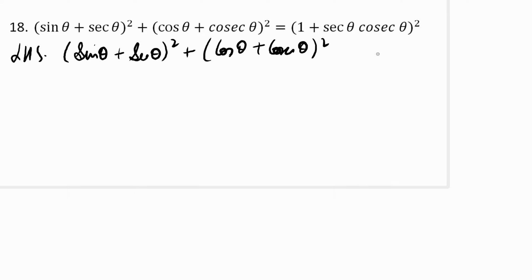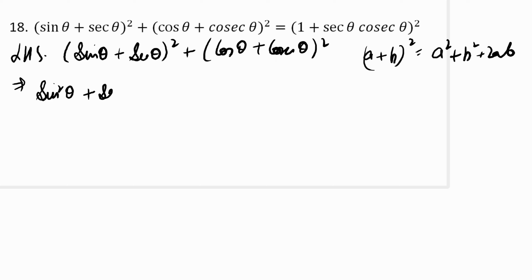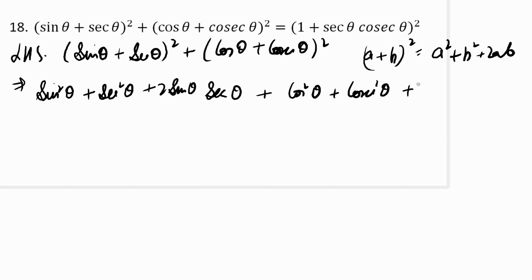Now this will become a plus b whole square is equal to a square plus b square plus 2ab. We will be using this algebraic identity. So this will become sin square theta plus sec square theta plus 2 sin theta sec theta. This one will become cos square theta plus cosec square theta plus 2 cos theta cosec theta.